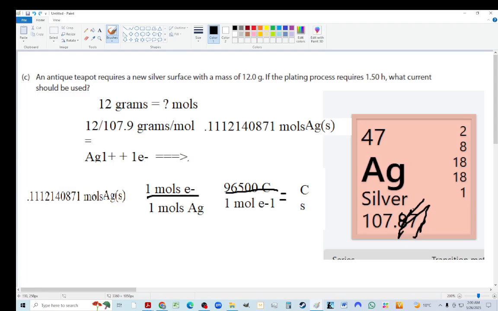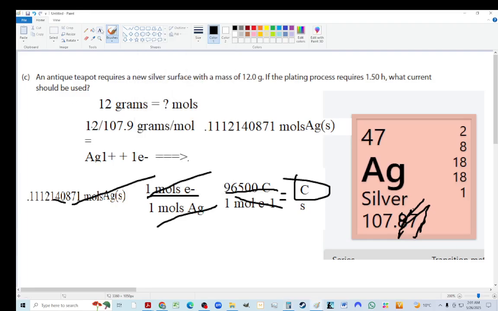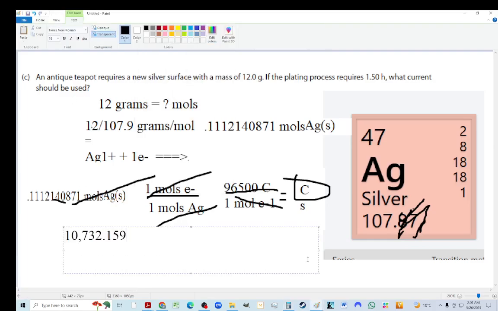Now we have to convert that. We know there's 1 mole of electrons for every mole of Ag. We know that there's 96,500 coulombs for every 1 mole of electrons. So we have to figure out how many coulombs before we can figure out amperage, because it's coulombs per second. So when we take that, we get this many coulombs. So that's how many coulombs we need, or are required.